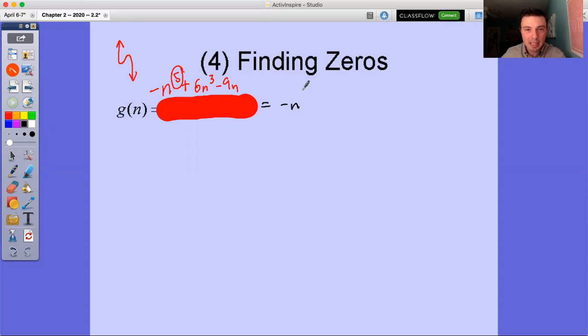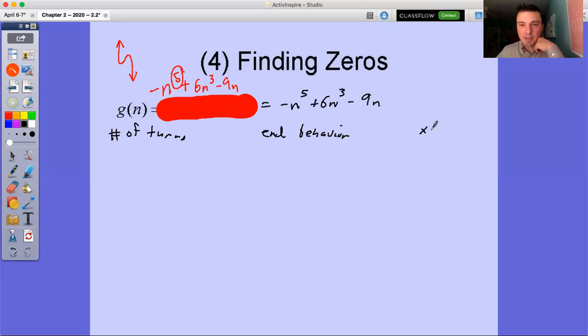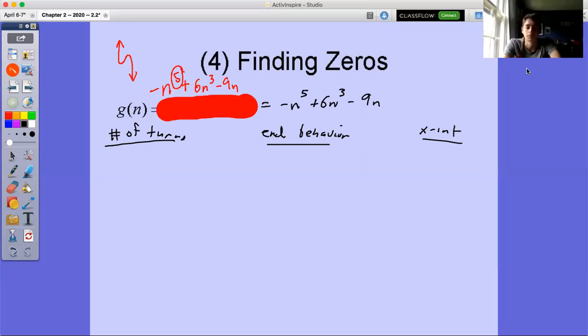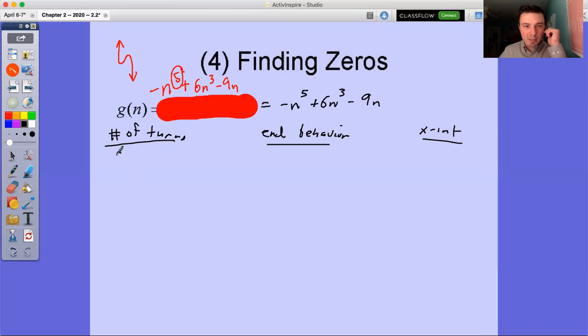Just gonna rewrite it: negative n to the 5th plus 6n cubed minus 9n. Okay, so starting out, we're gonna need the number of turns, the end behavior, and the x-intercepts. Those three things will let us graph. All right, how many turns is this gonna have? 4 turns. 5 minus 1, right?